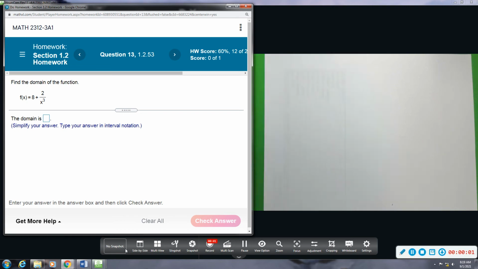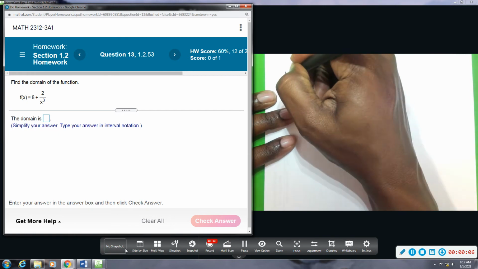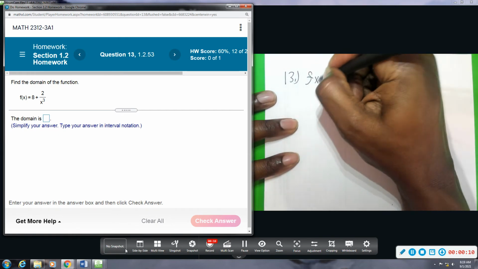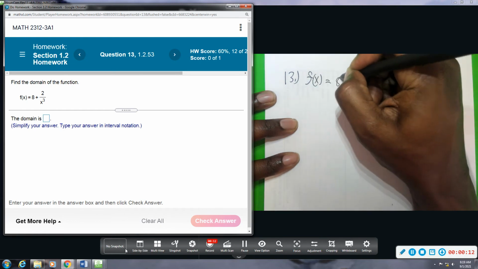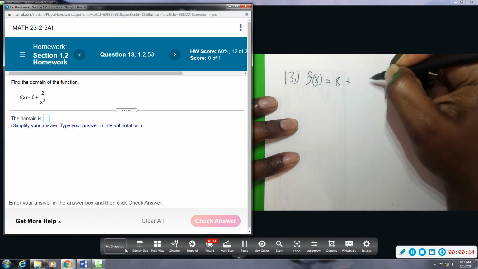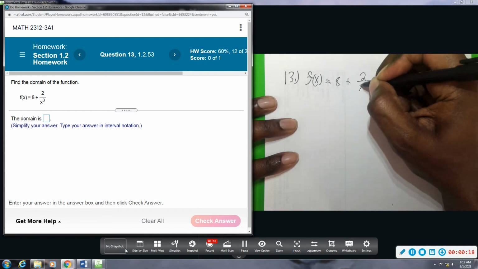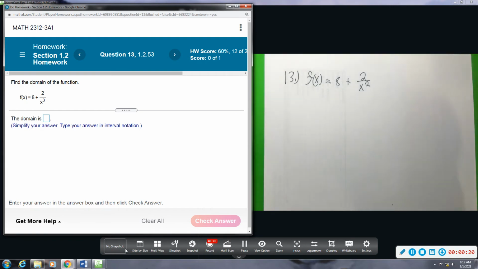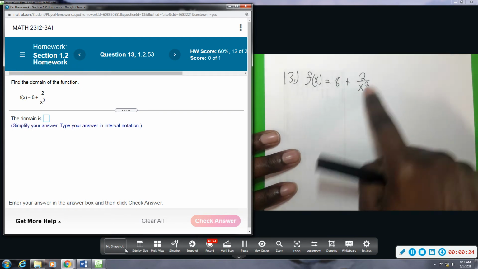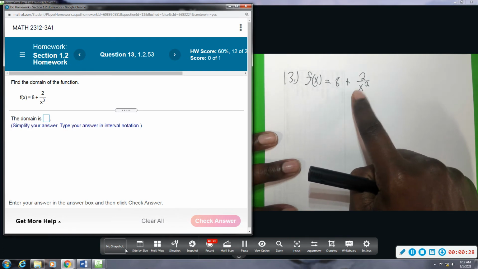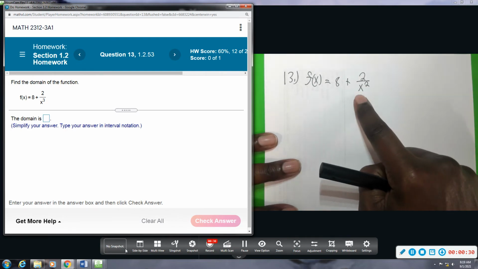All right, question number 13. We want to find the domain again. And 13, we have f of x equals 8 plus a fraction, 2 divided by x squared. So just like the previous example we did, anytime you have a fraction with a variable in the bottom, we have to set the denominator equal to 0 to find our domain.